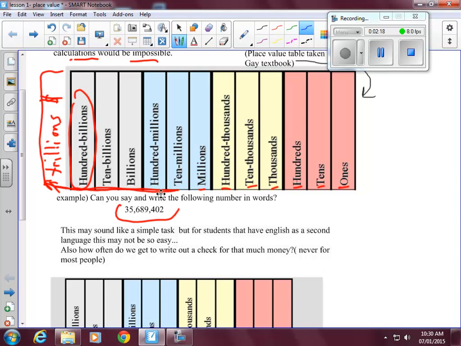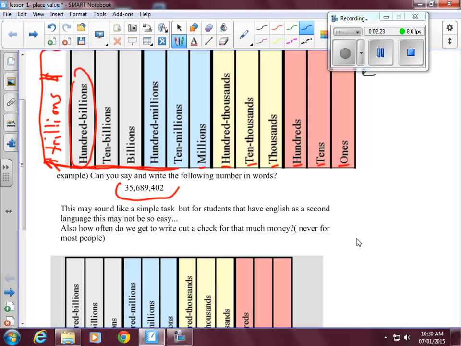Okay, can you say and write the following number in words? I'm going to say it with you. 35,689,402. Notice I didn't say "and" 402. The word "and" gets used later on when we're dealing with fractions and decimals. It doesn't get used in whole numbers.